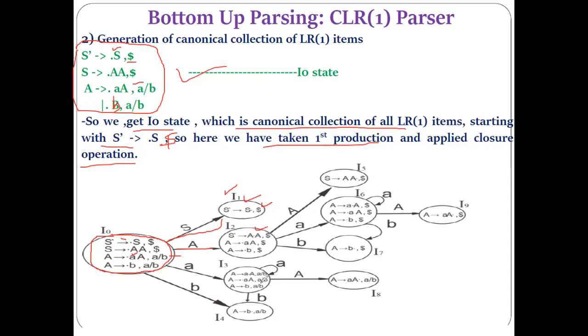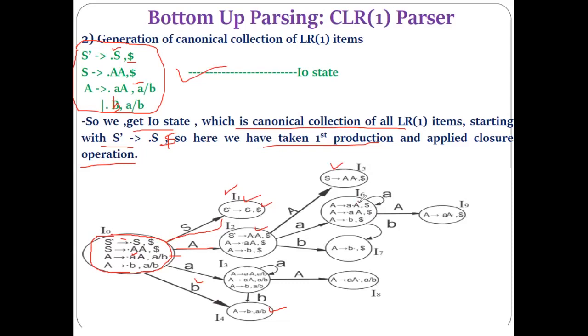Okay. Then for the last production, you apply the goto operation on the terminal b. So here you will get the I4 state and A derives b dot. And here you will get our next final item, that's A derives b dot with the lookahead a b. Now again, I2 state, we have to simplify. Now on the I2 state, you apply the goto on the non-terminal A and you will get the I5 state. Now this is our next final item, S derives AA dot with the dollar as a lookahead. Then again, we apply goto on the terminal a. If you apply the goto on the terminal a, you will get the next state, that is I6, A derives a dot A.